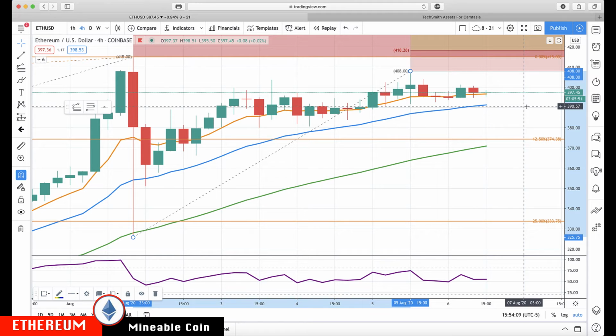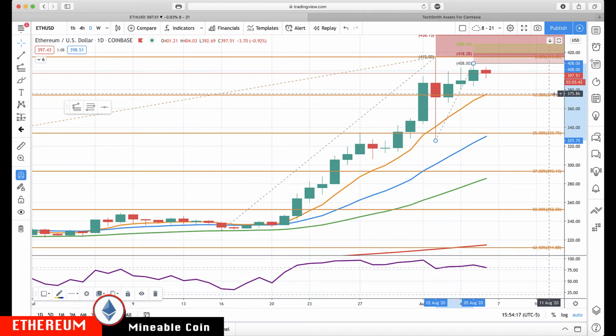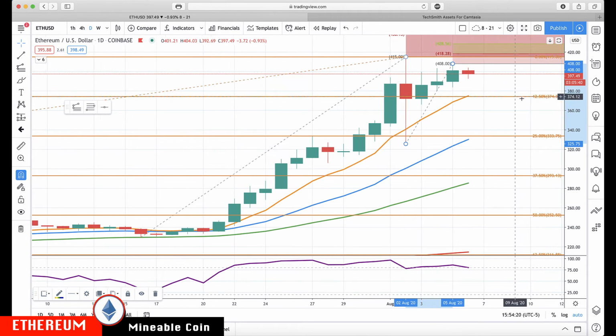If we did drop below it, minor support comes in about 391.50. Major support, let's see where we are on that daily, is coming back in at 374. So if you do get a pullback, 374 is a very, very key level to watch for: the 12.5% retracement and the daily rotation zone.